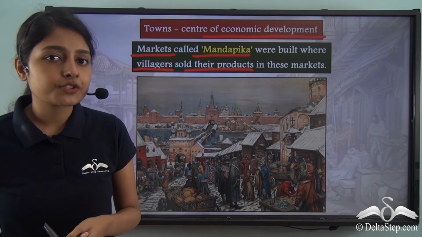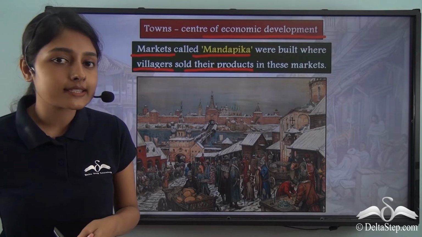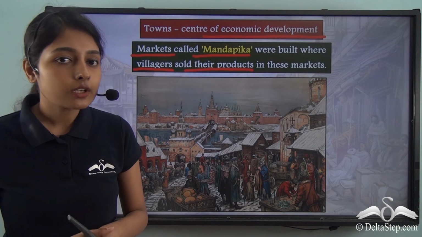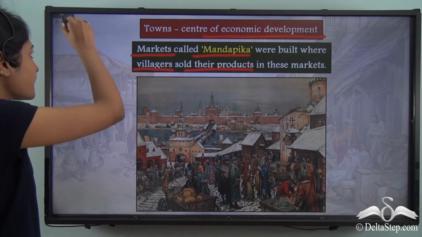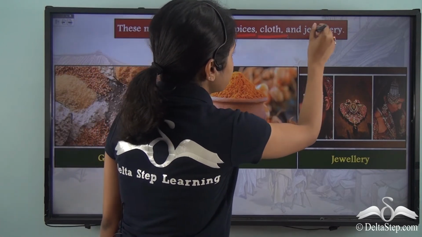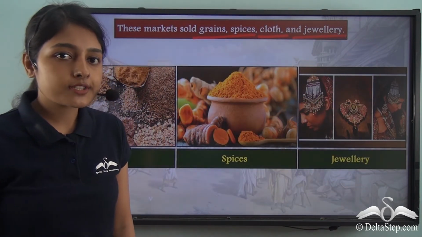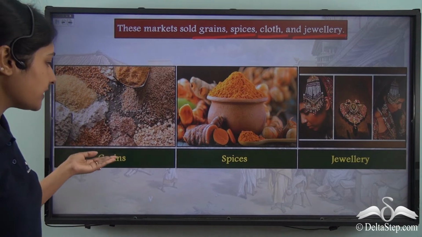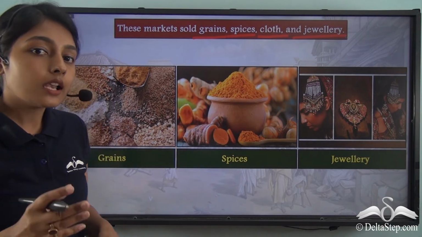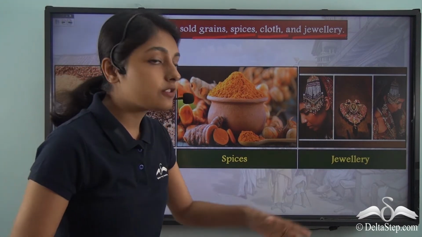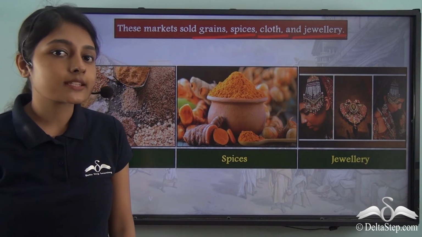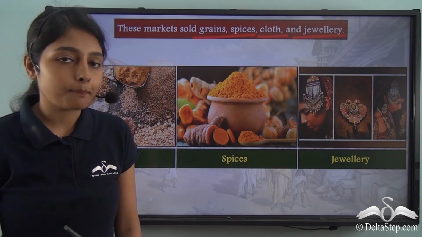Now the most obvious question that must be coming to your mind is which products were sold in these mandapikas. So let's find out the products that were sold in these markets. In these markets, grains, spices, cloth, jewelry and various other products were sold. Here you can see various kinds of grains, and here you can see different kinds of spices. Along with grains and spices, jewelry was also sold in these markets. So now you know which products were sold in these mandapikas that were built in the temple towns.